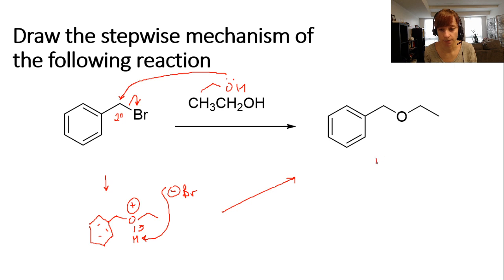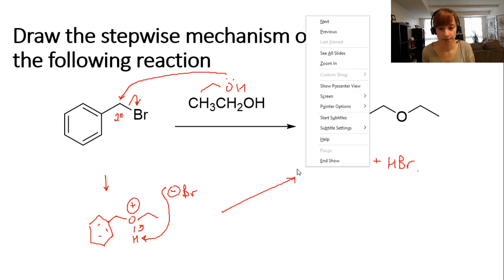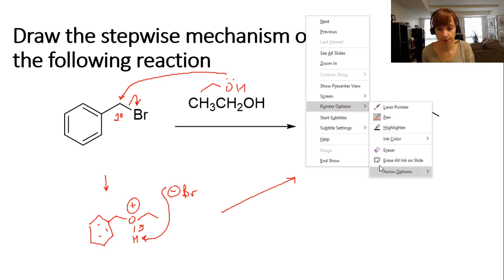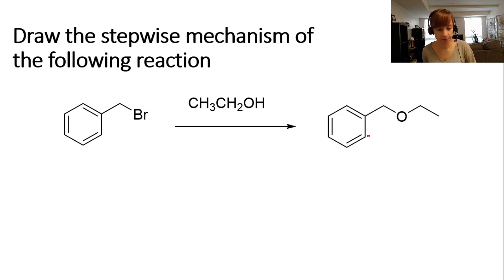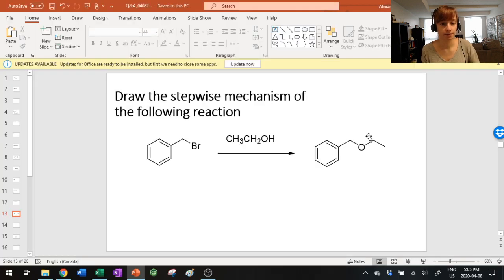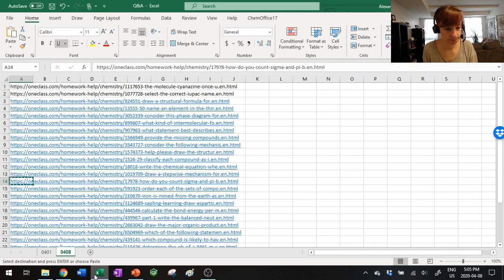So for completion's sake, you can also write out that you formed HBr as a side product. Okay, so it's pretty straightforward. As long as you can identify what kind of reaction you're doing, the mechanism shouldn't be too difficult to figure out.